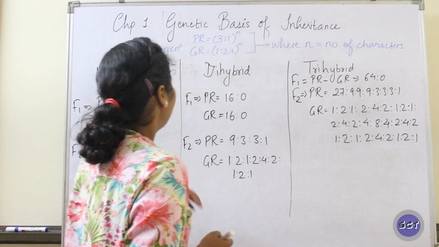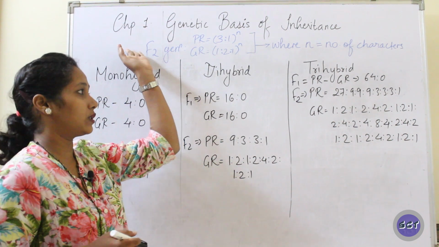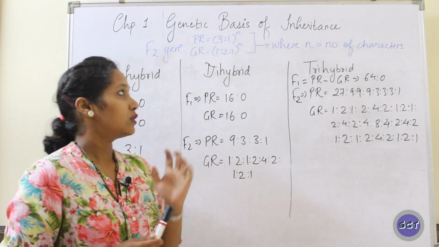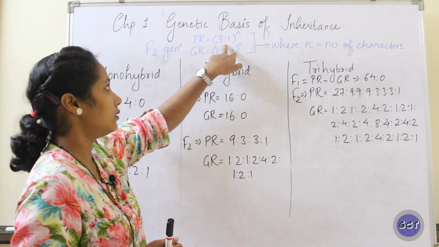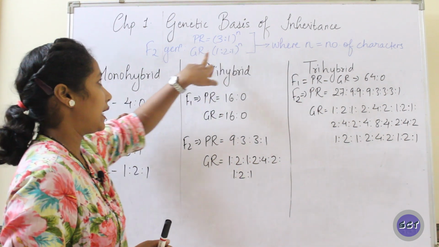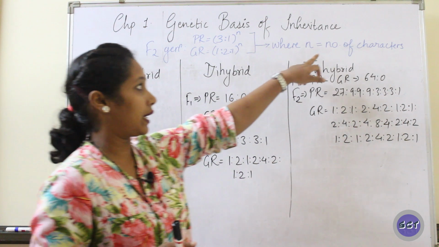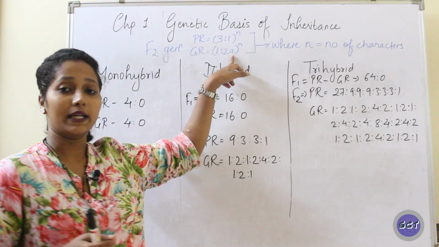Okay. Here at the upper end I have given you the formula for F2 generation. To cross all this, you don't have that much time in your exam. So this is a simple formula for phenotypic ratio. It is 3:1 raised to n, and genotypic ratio is 1:2:1 raised to n. This n stands for number of characters. So I have got these ratios using this formula itself.